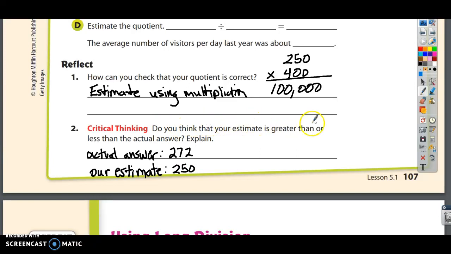So it says, do you think that your estimate is greater than or less than? I'm going to say less than, and it says explain. There's a very clear reason why. If we round up, which we did, remember that we should have divided by 362, but we divided by 400. We rounded up. And if you round up, it means your estimate would be too low, and the opposite would also be true. If we rounded down, our estimate would be too high. So for number 2, our estimate is less than the actual answer because we rounded up.